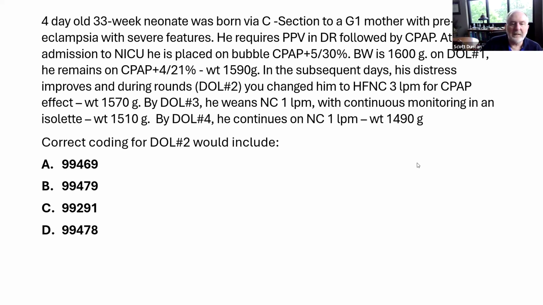His weight's down to 1,490. So on day 2, he is on high flow cannula at 3 liters for CPAP effect. Where would you code him on day 2? A: This is a subsequent critical care code. B: This is a subsequent intensive care code of 1,500 to 2,500. C: This is a time-based critical care code. D: This is the intensive care code for less than 1,500 grams.